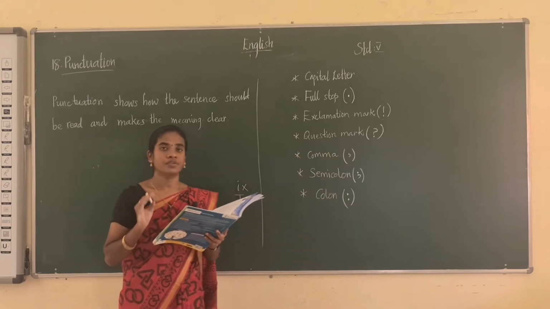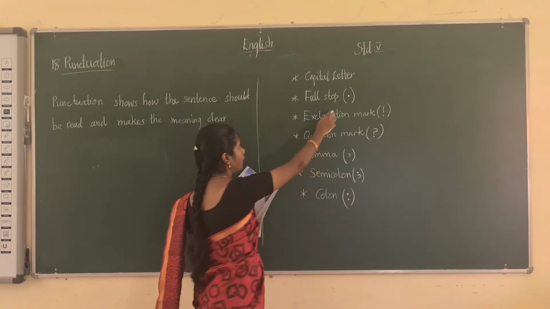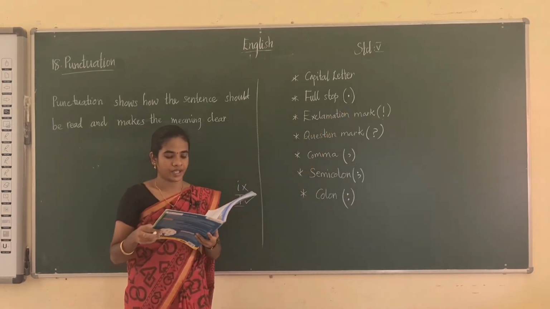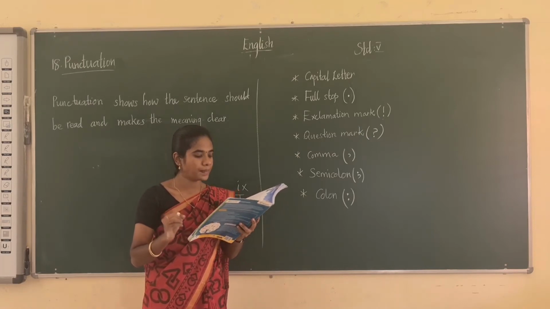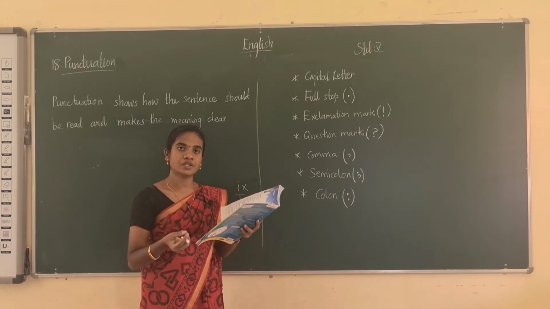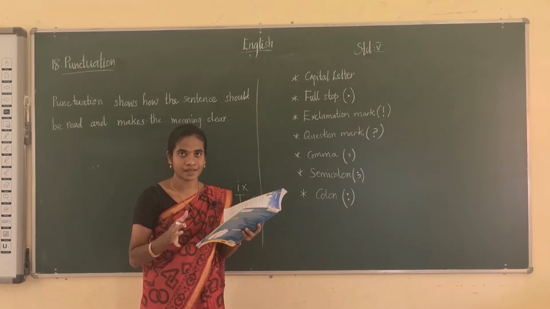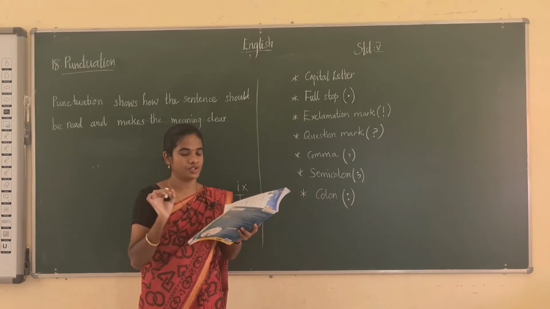See the next one, full stop. Okay, what's the next punctuation mark? Full stop. See the symbol of full stop. Okay, a full stop is used at the end of a declarative or imperative sentence to provide a long pause. Why are we using the full stop? To provide the long pause. Okay, it is the end of this sentence. For that you have to put a full stop there.